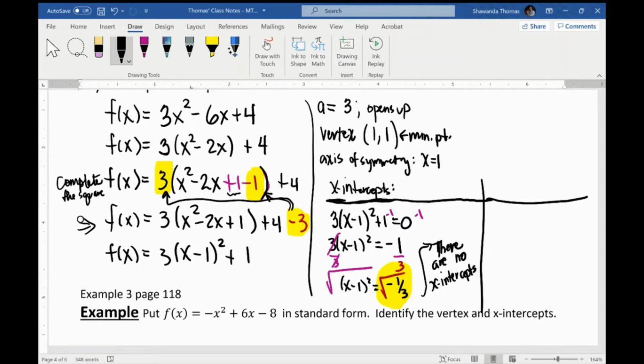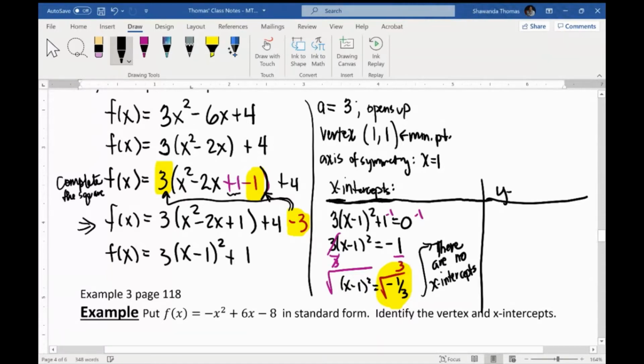No, it's still a parabola, but on the graph, if there are no x-intercepts, what's significant about that? Any other guesses? It doesn't cross the x-axis, so it's upside down. Ashley. All right, it's not upside down because it still opens up, right? It opens up, but it doesn't cross the x-axis. We don't have any x-intercepts. That's what x-intercepts are: the points that cross the x-axis.